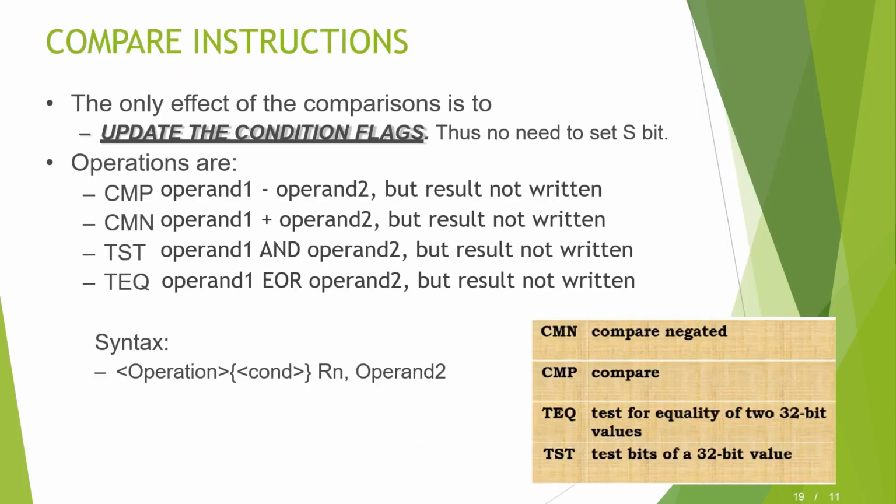And compare instructions. These instructions are mainly used to update the conditional flags. So compare, test, and XOR, everything is done. CMP is for normal comparison. TEQ is for test for equality of two 32-bit values. TST is for test bits of a 32-bit value.